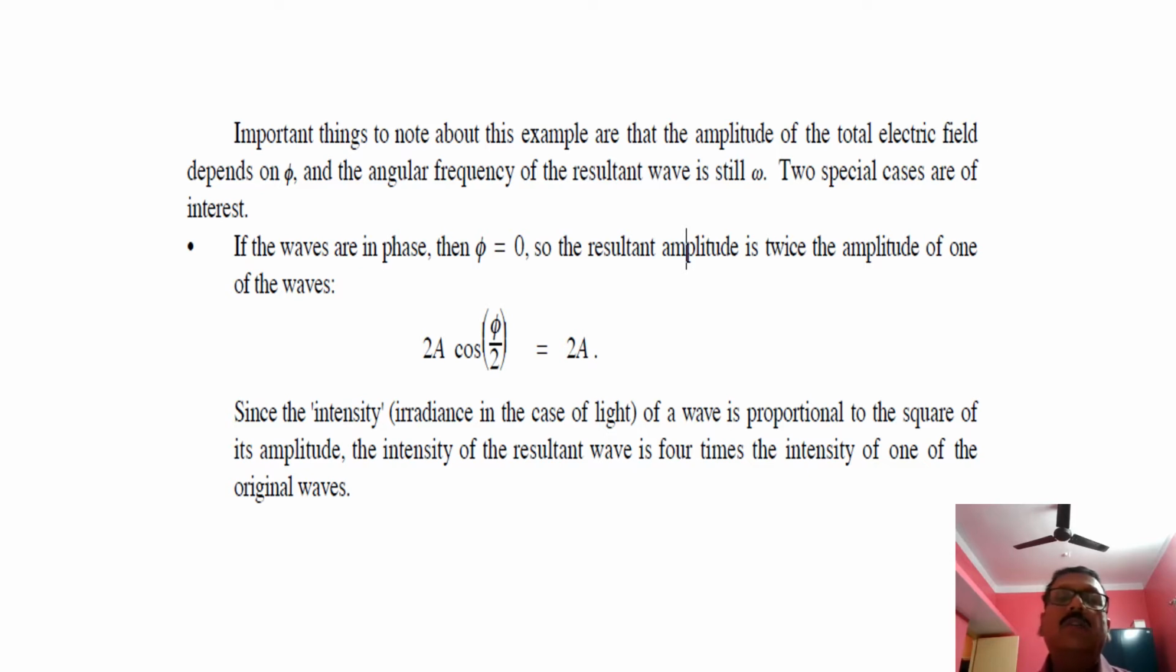Important things to note about this example are that the amplitude of the total electric field depends upon the phase difference phi, and the angular frequency of the resultant wave is still omega. Two special cases are of interest. If the waves are in phase, that means the phase difference phi is equal to 0, so the resultant amplitude is twice the amplitude of one of the waves. We know the intensity of a wave is proportional to the square of its amplitude. Therefore, the intensity of the resultant wave is 4 times the intensity of one of the original waves.